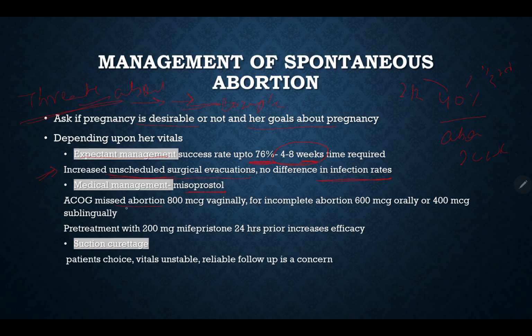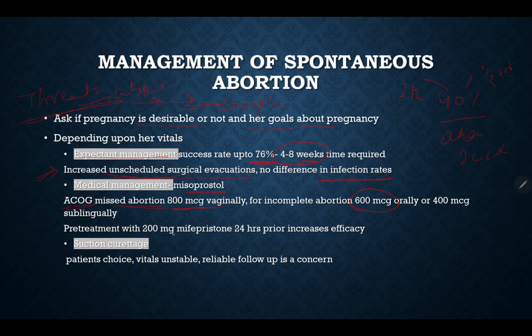When missed abortion is present, ACOG guidelines say 800 microgram of misoprostol vaginally. For incomplete abortion, the dose is less because the process has already started. 600 microgram is enough orally, or 400 microgram sublingually. These are the American guidelines.